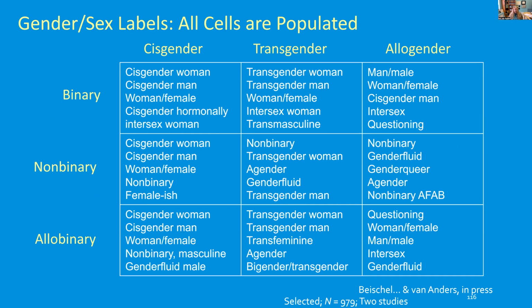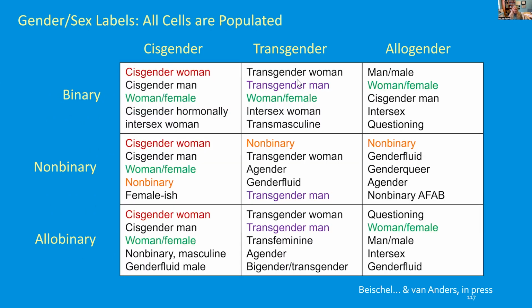And what we find when we do this research is all the cells are populated. So this is an example from one of our studies with just under 1,000 people, where you can see the sorts of identity terms that people use that would fit within each of these cells. What's interesting is, if we just asked people, are you a woman, or if they just told us they're a woman, we wouldn't know whether that means they're cisgender binary, transgender binary, allogender binary, cisgender non-binary, cisgender allobinary, allogender allobinary, right?